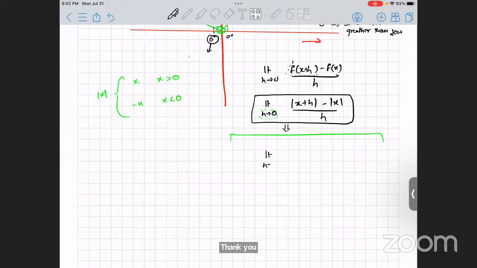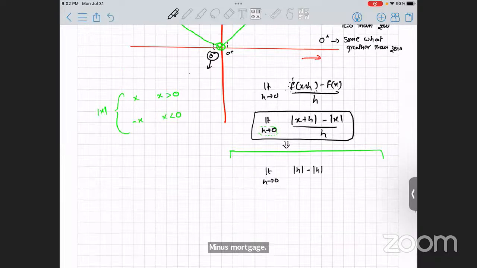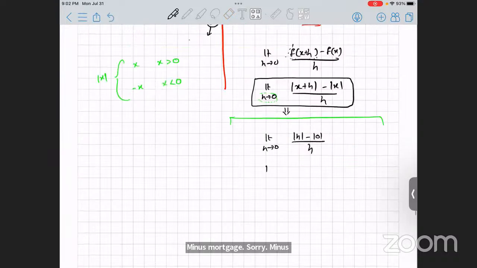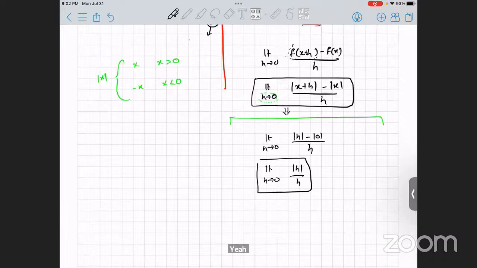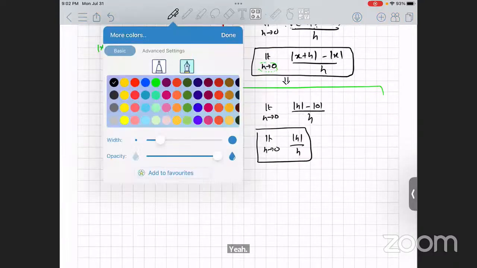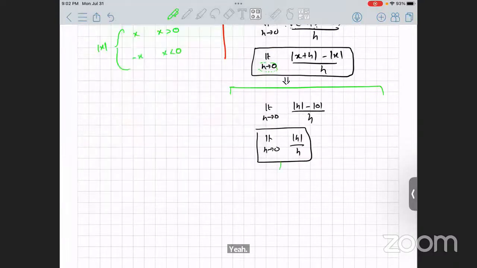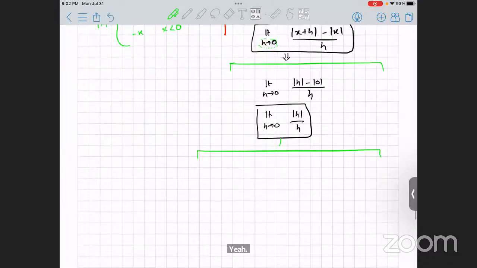We know x equals 0. That means mod h minus mod 0, divided by h. Limit h tends to 0, mod h by h. Now we can go to the two possibilities: when h is less than 0, and when h is greater than 0.